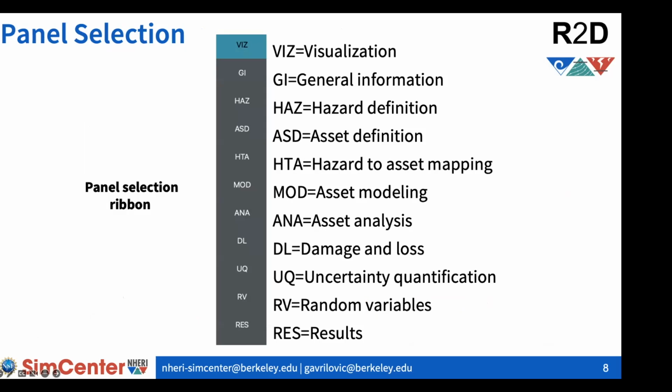So here's just a quick summary of what this panel selection ribbon means. Each one of these acronyms stands for something else. So we have visualization, that's our GIS main screen. General information, I'll skip over that one. It's describing the analysis in very broad terms like name, description, and so on. And then we have our hazard definition, our asset definition, our hazard to asset mapping, our asset modeling, analysis, damage and loss, uncertainty quantification, any random variables that come into our UQ, and then finally results.